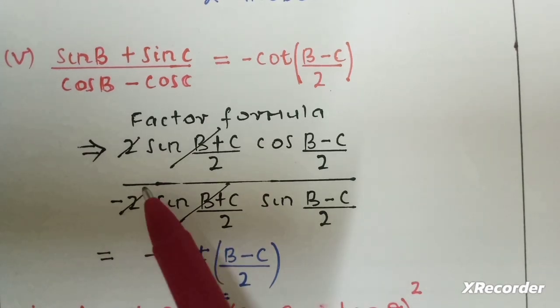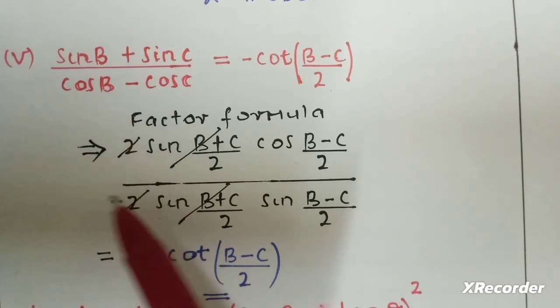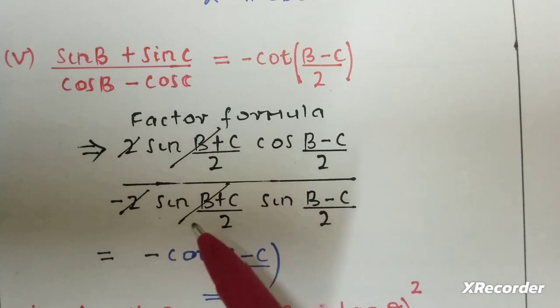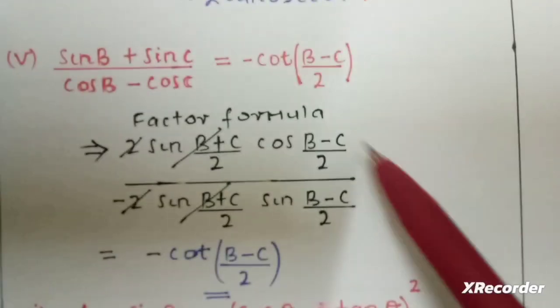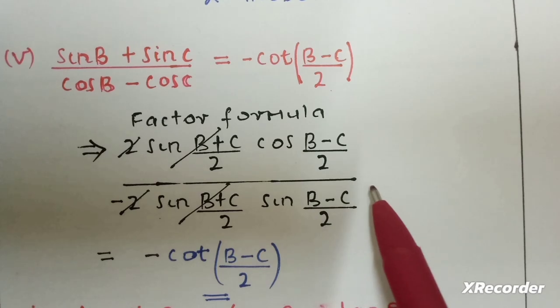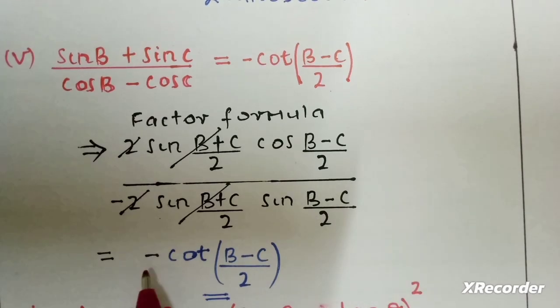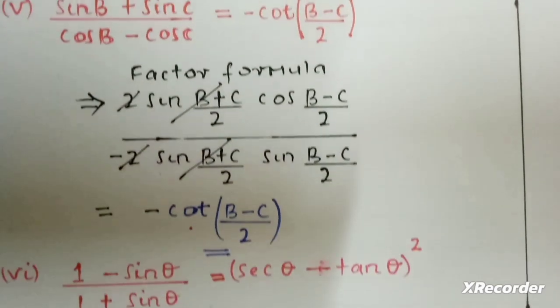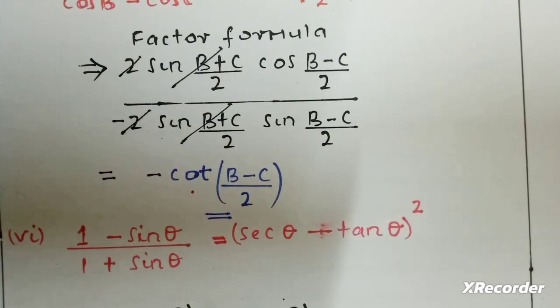So you can divide by 2 there, divide by 2. You are left with only negative. Can divide that and divide. This one will still be 1. This one is 1. So you are left with this, which is the reciprocal of tan. That gives us minus cot (b minus c) all over 2. We have still another question here.